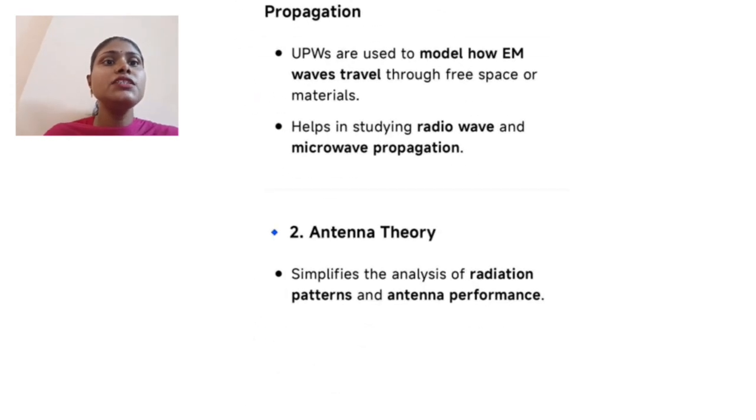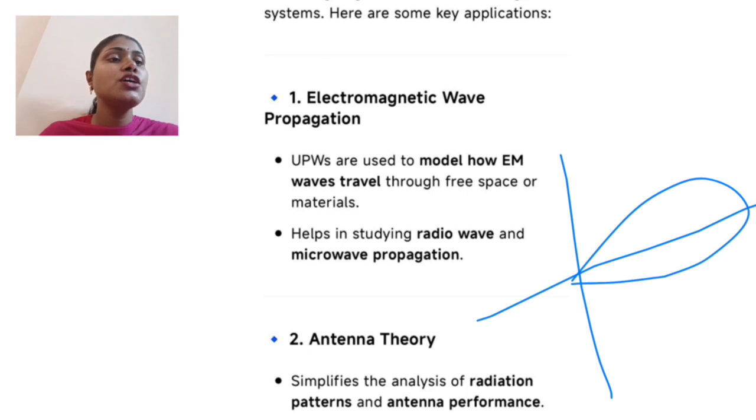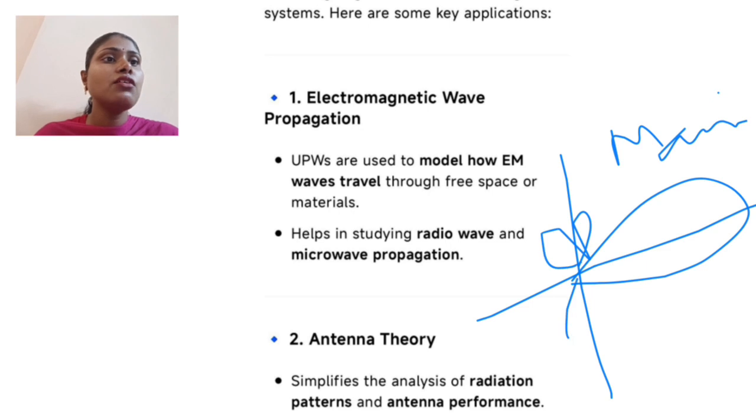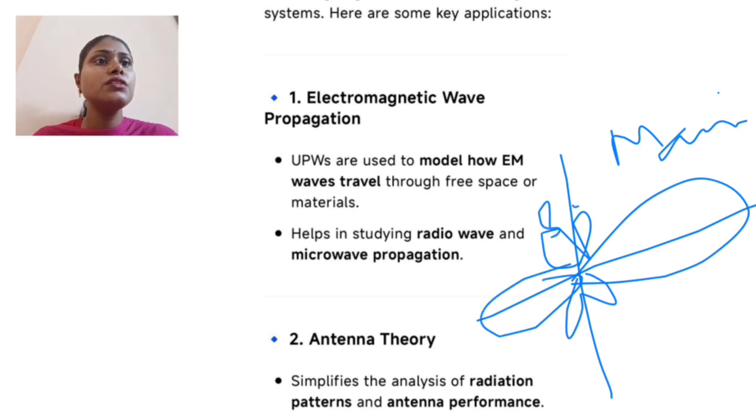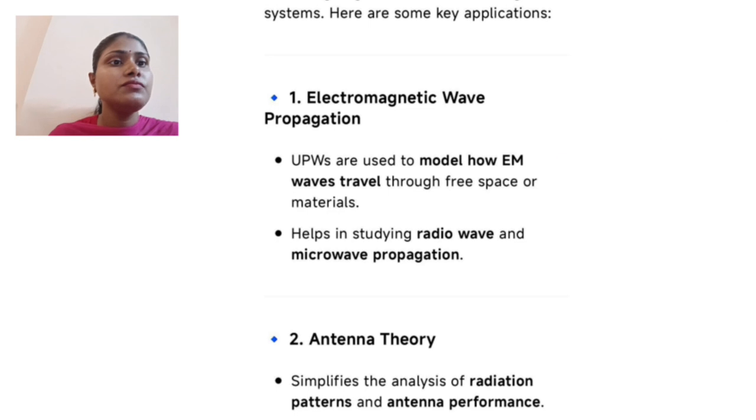The next one is antenna theory. It simplifies the analysis of radiation patterns and antenna performance, which means it simplifies the radiation pattern. So for example, this is the direction of propagation. That curve is called the main lobe. Here are some scattering or some loss of signal, and this is the back lobe. These are side lobes and this is the back lobe. So this is the radiation pattern of a signal.